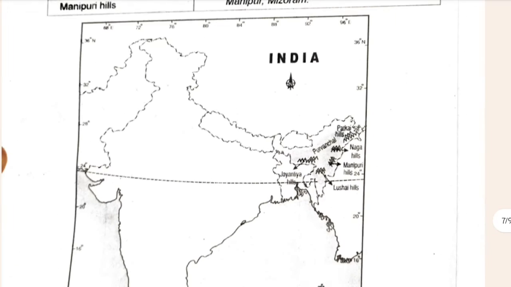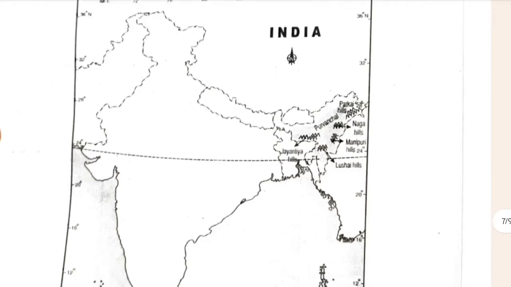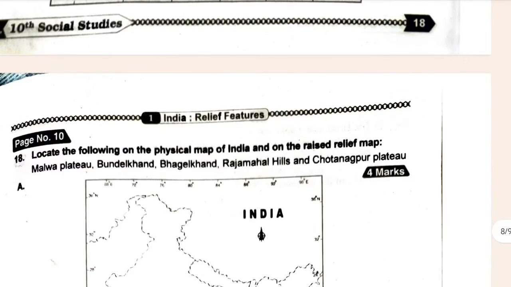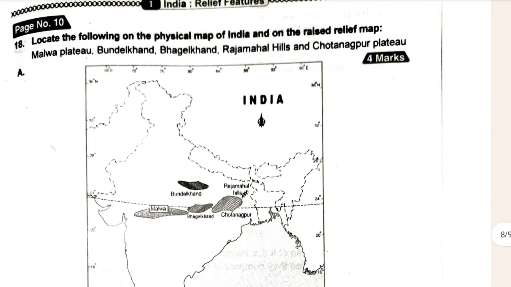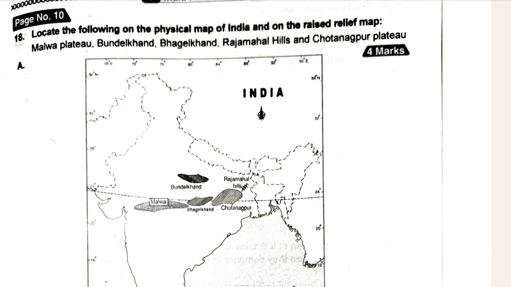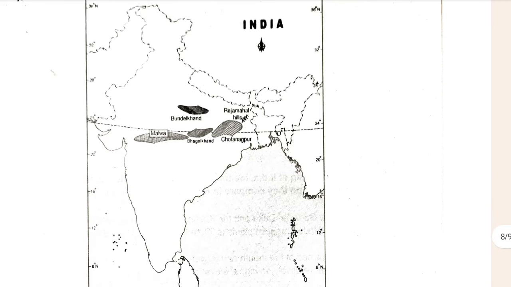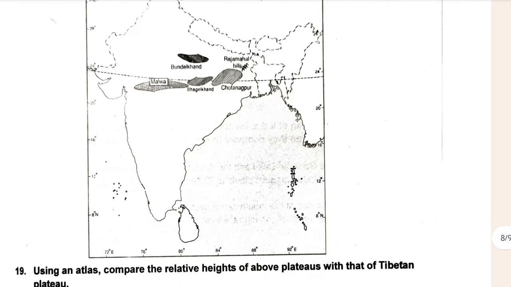So if the video clarity is not clear, then just go to the quality and increase it from there. Okay, now if it is clear, then see that it's page number 10. Locate the following on the physical map of India and relief maps: Malwa plateau, and also the others given. This one is the Chota Nagpur plateau. Chota Nagpur is in Jharkhand and some places of Bihar. At that time it was in Bihar, but right now Jharkhand is separate.